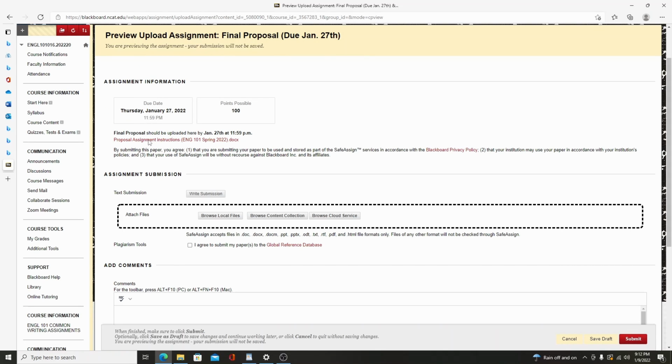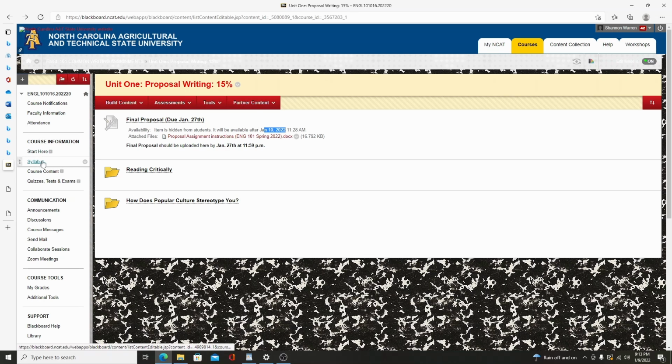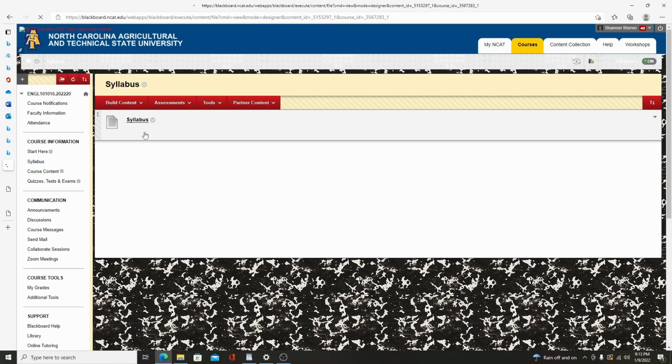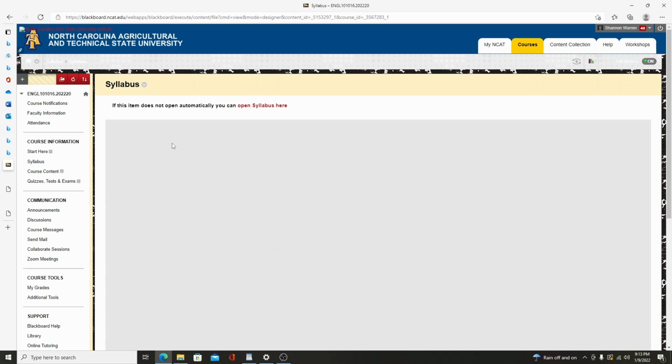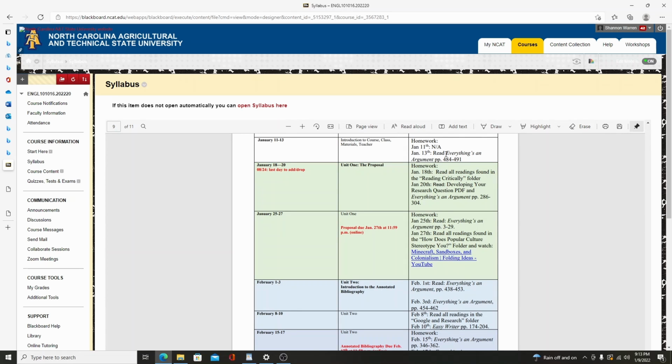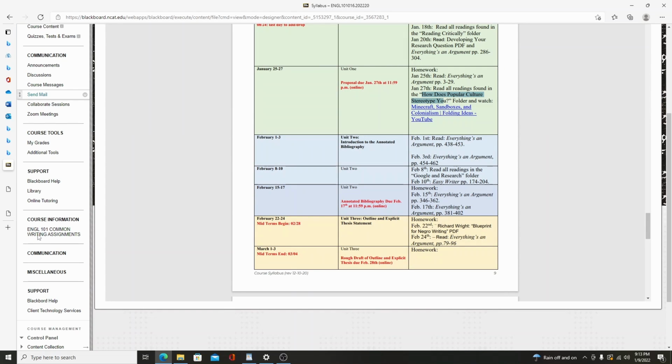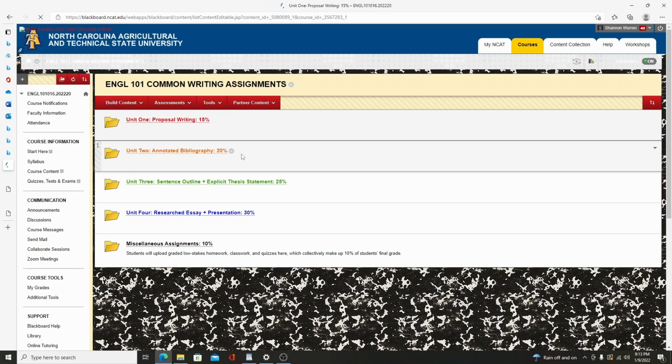So if we went to the syllabus and we saw Unit 1, right? These are your textbooks, but then there are things like reading critically: read all the readings in the reading critically folder. And then how does popular culture stereotype you? I've put these all in Unit 1. So what you would do is go to English 101, go to Unit 1, and then find that folder, open it up, and then read everything in here, right?